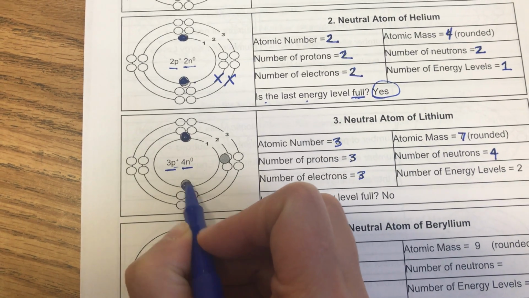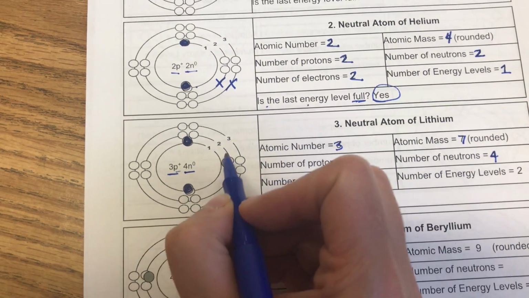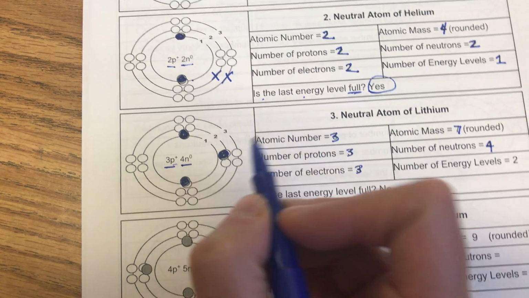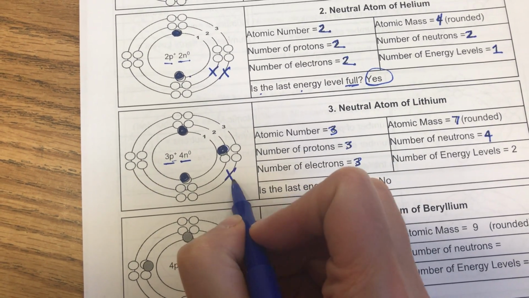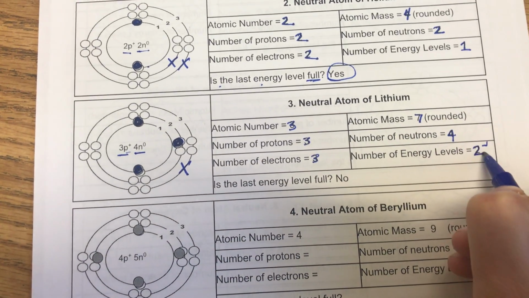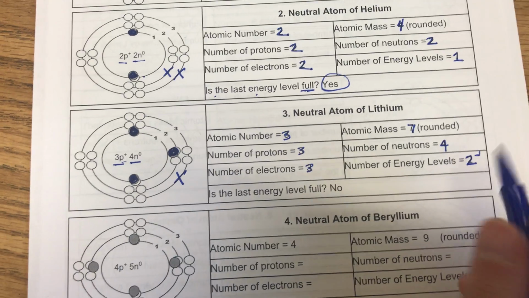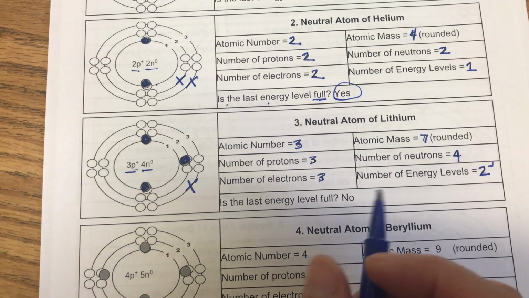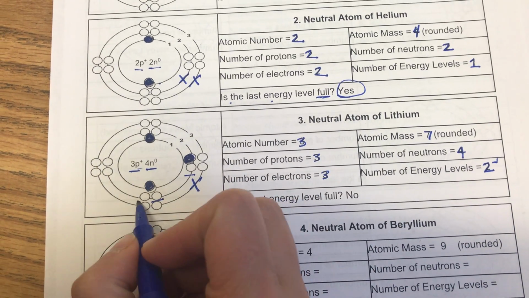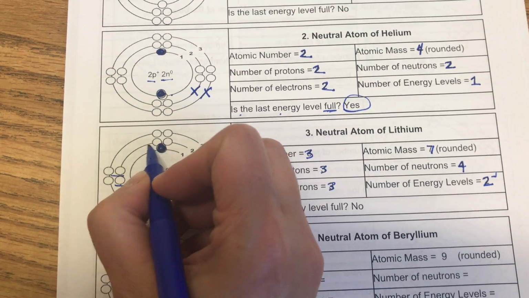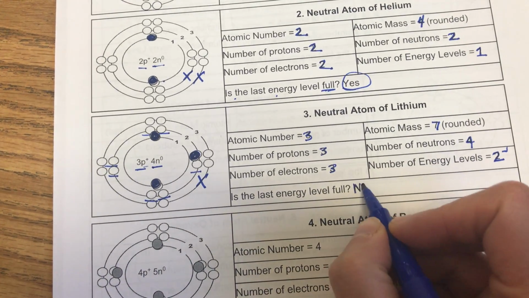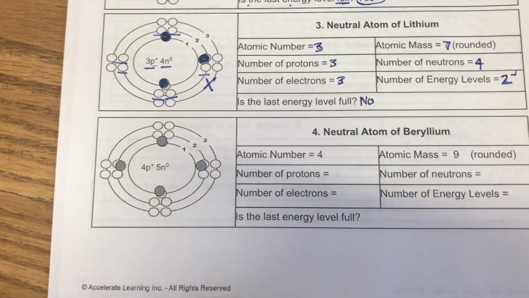The first energy level can only hold 2 electrons. So I would say 1, 2, and then I would have to put my third electron on that second energy level. I don't need the third energy level, so I'm going to cross it out, and then over here I'm going to write that I need 2 energy levels. Is the last energy level that I used, is it full? The answer is no, because you can see that there are 7 empty spaces for electrons. Let's move on to beryllium.